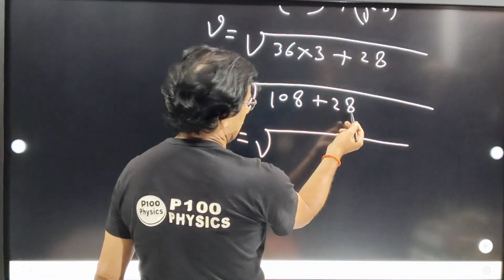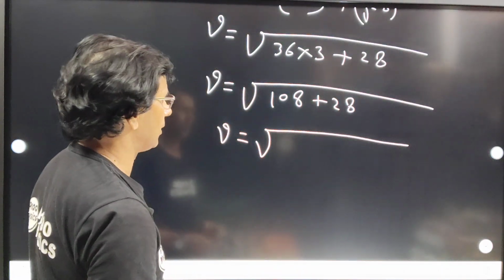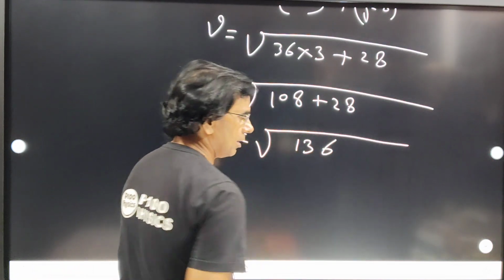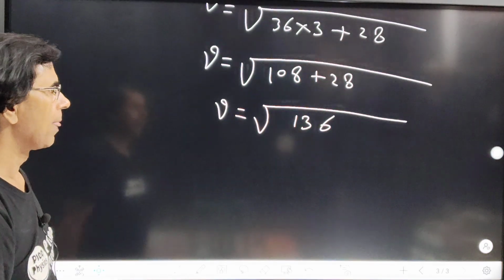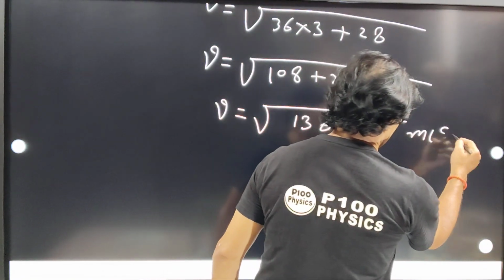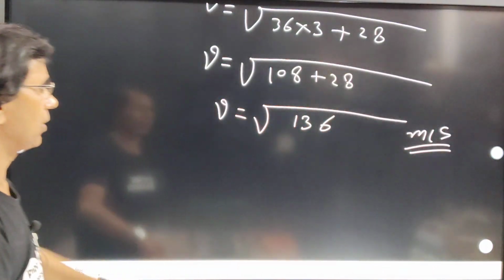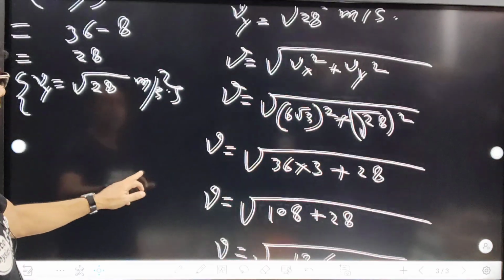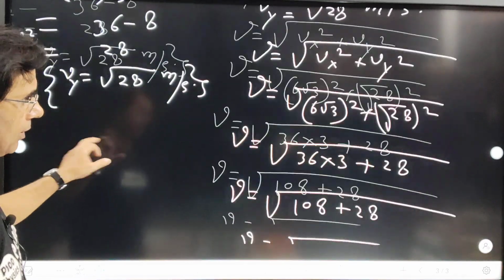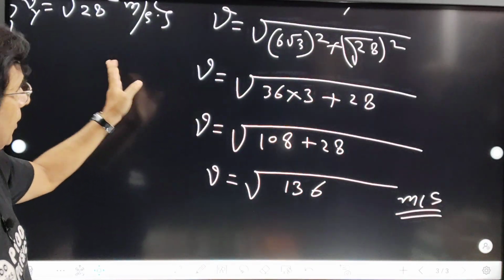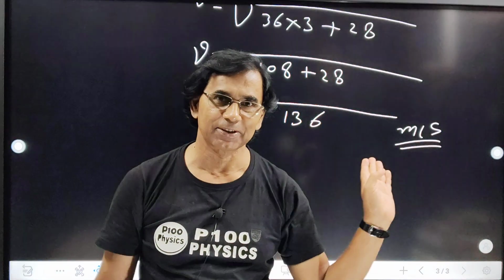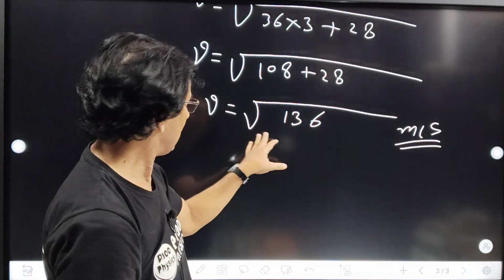108 plus 28 is 136. So this is the 136, the value of the velocity, in meters per second. This is the Vy component, and this is the Vx component, and therefore the final velocity is V equal to root 136.